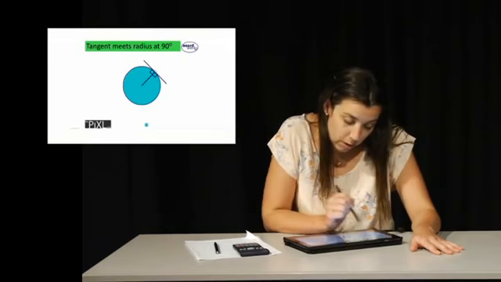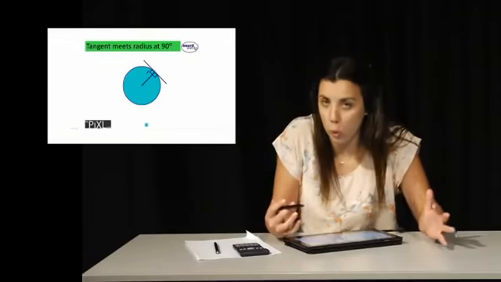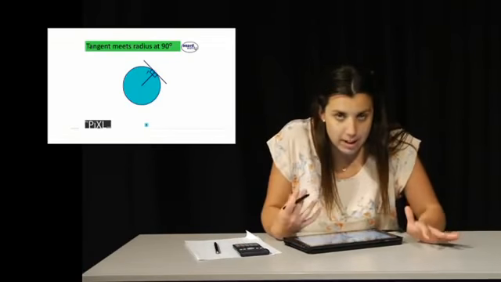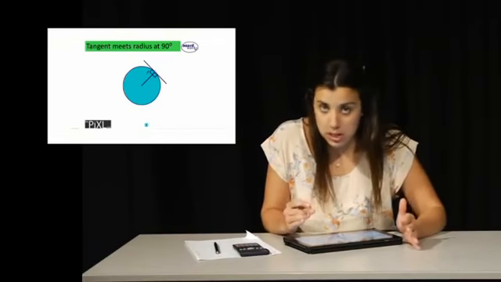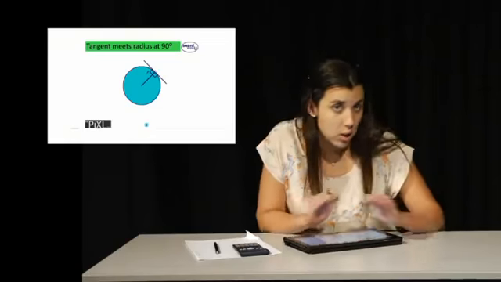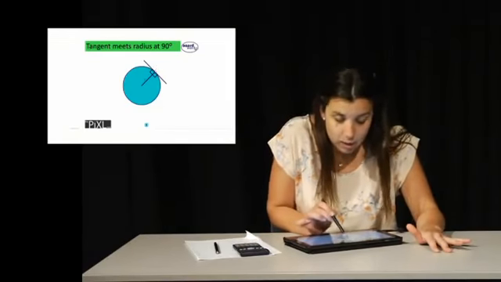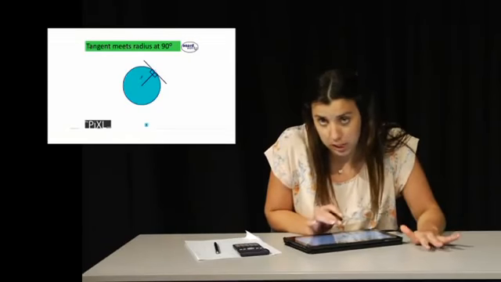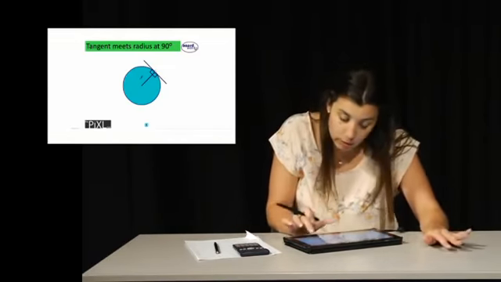So this circle theorem says that the tangent, this line, meets the radius, this line, at 90 degrees. It's a rule. Theorems are like Pythagoras' theorem, it's a rule. This rule states tangent meets radius at 90. So any place on the circle where you have a tangent and a radius, they're going to be perpendicular to each other. That's like this, 90 degrees. That's circle theorem number 1.